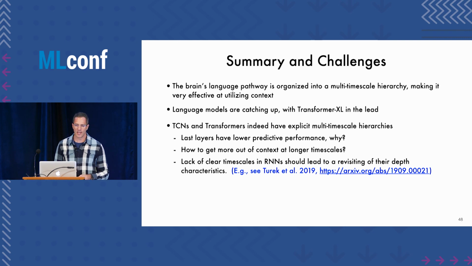Why do the last layers have lower predictive performance? How do we get more out of context at larger timescales? All of these drop off after a certain length that's much lower than what you could handle. And finally, why do RNNs and LSTMs just not work at all? Even though they have depth and you can have multi-layered models, why are they not capturing any sort of hierarchy like the other models are?